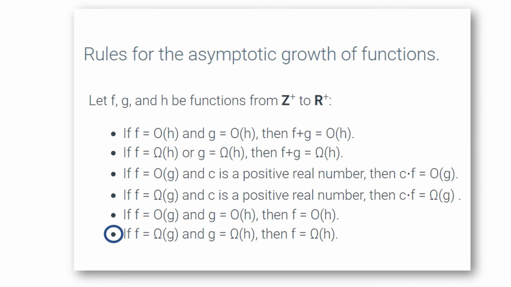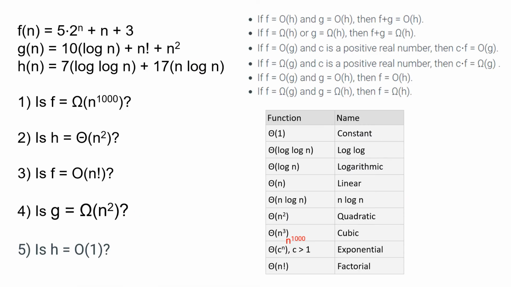And we have that same thing for omega. If f is omega of g and g is omega of h, then f is omega of h. Now we're going to look at some functions that involve more than one type of basic function in each function itself, and use these rules over to the top right and see if we can answer some questions. Also, you see I do have that chart there so that you can remember which functions grow quicker than others.